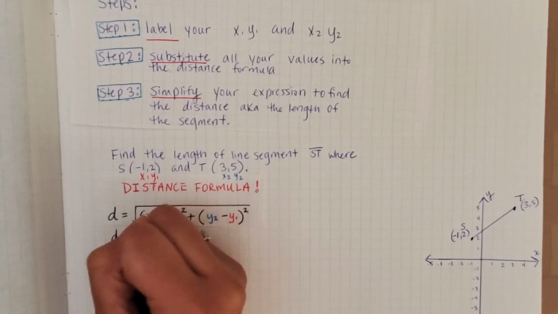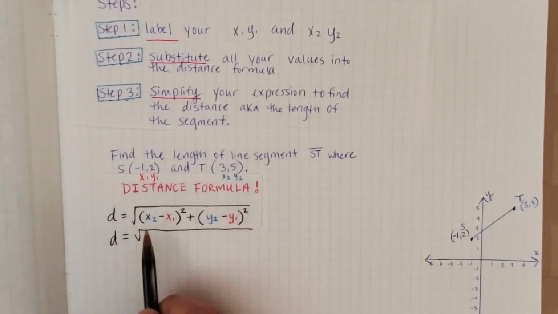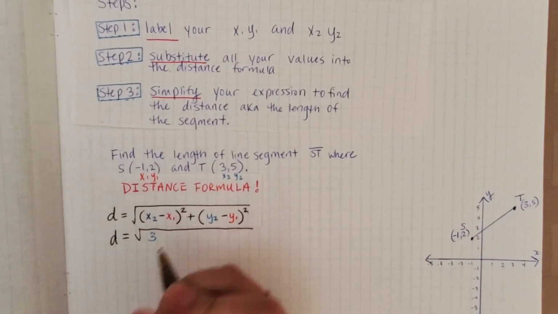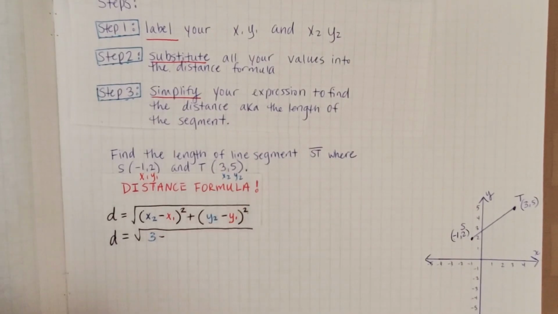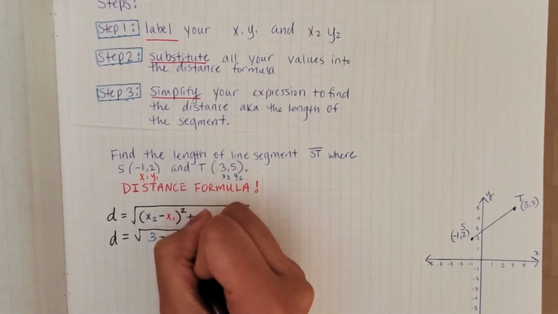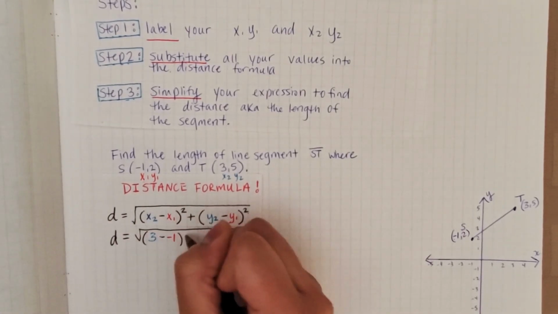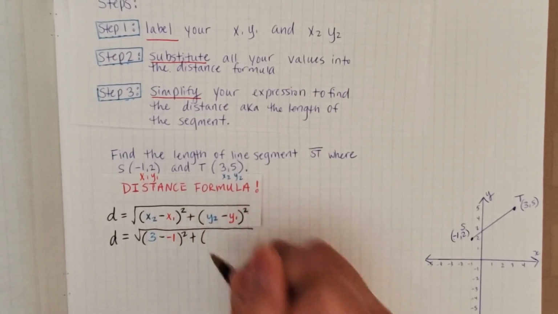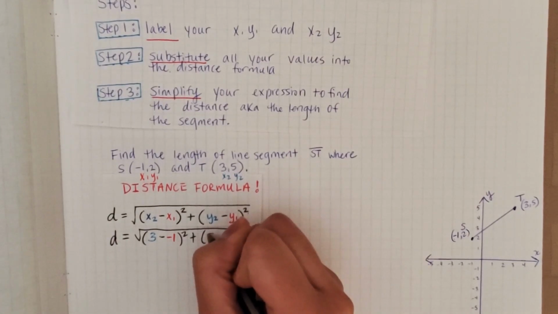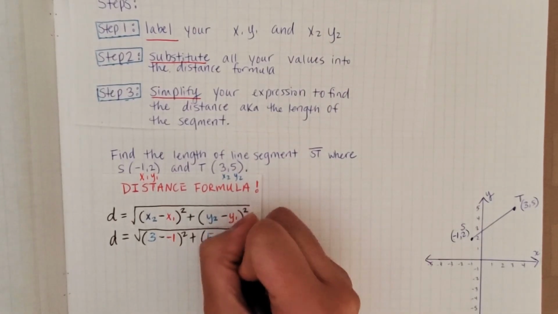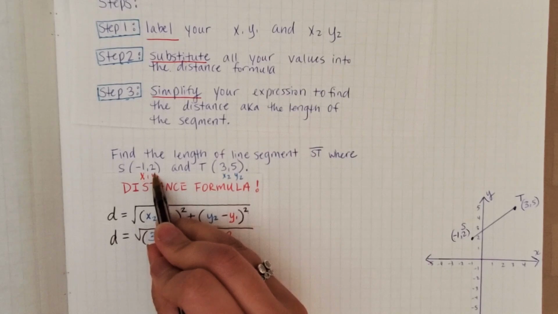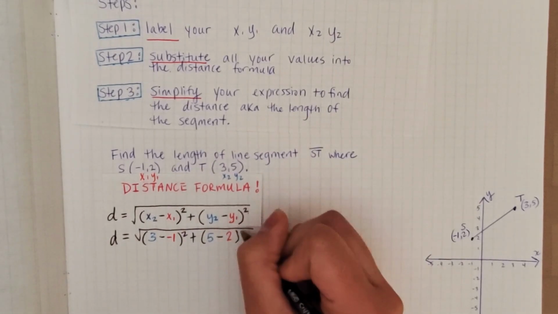So distance tells us that it's the square root of x2, which in this case is 3, because I labeled it. And I subtract that with my x1, which is a -1. Okay, I'm going to close up my parentheses and I square it. And I'm going to do the same thing to my y values. My y2 here is 5. And my y1 has to be a 2, according to what I labeled. And I'm going to close my parentheses and square it.